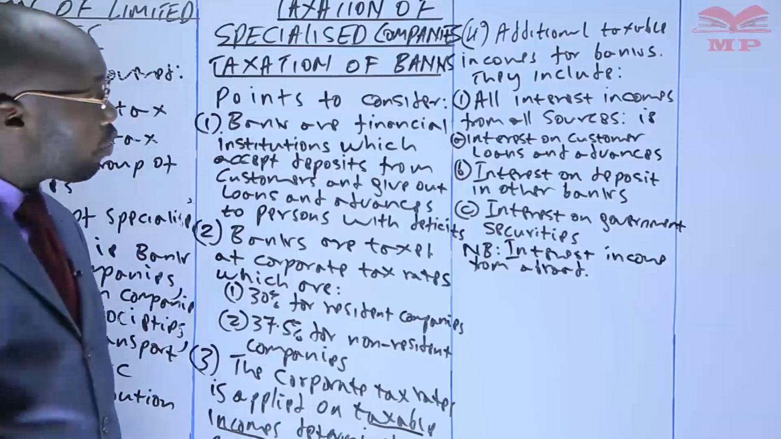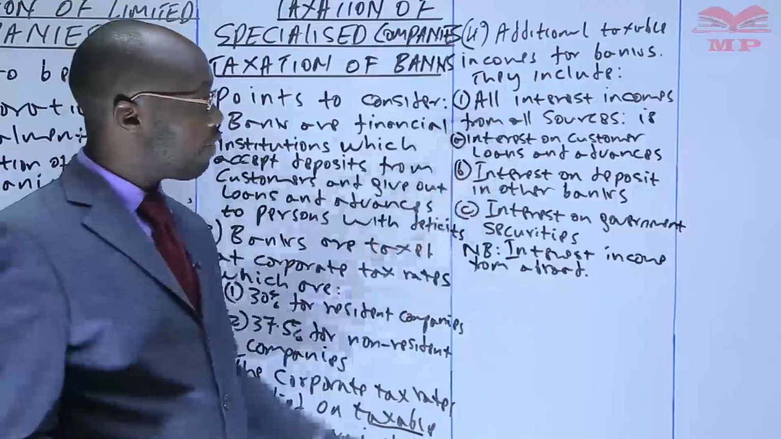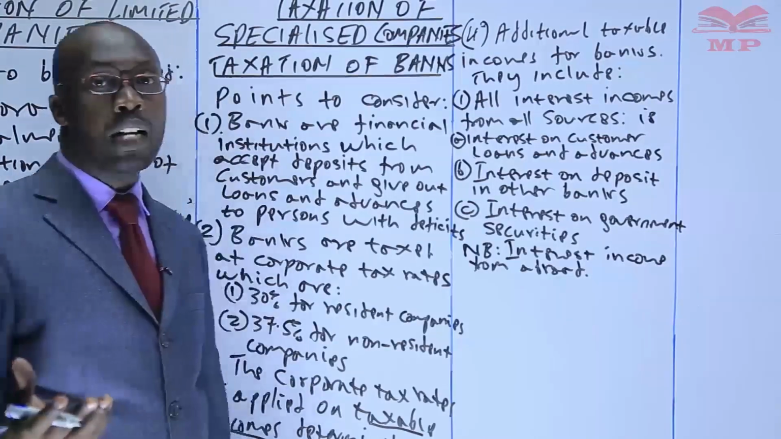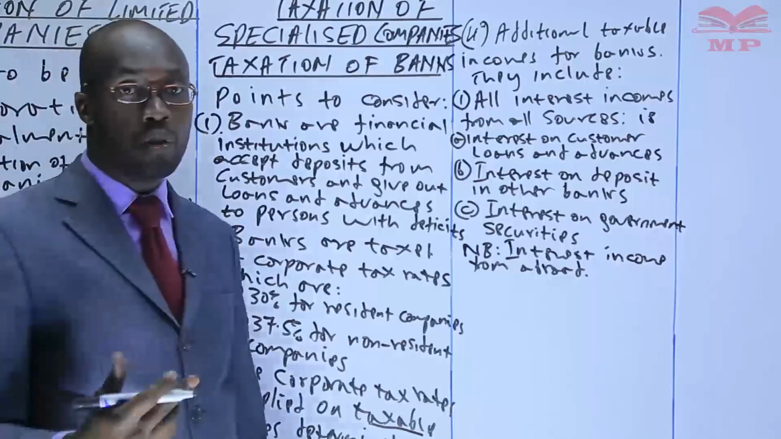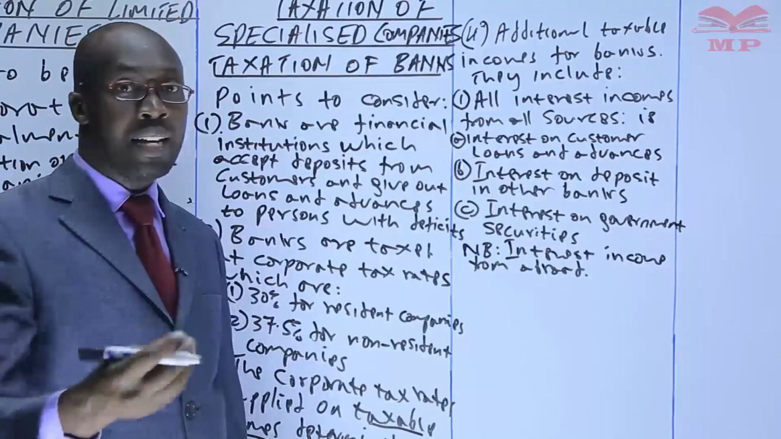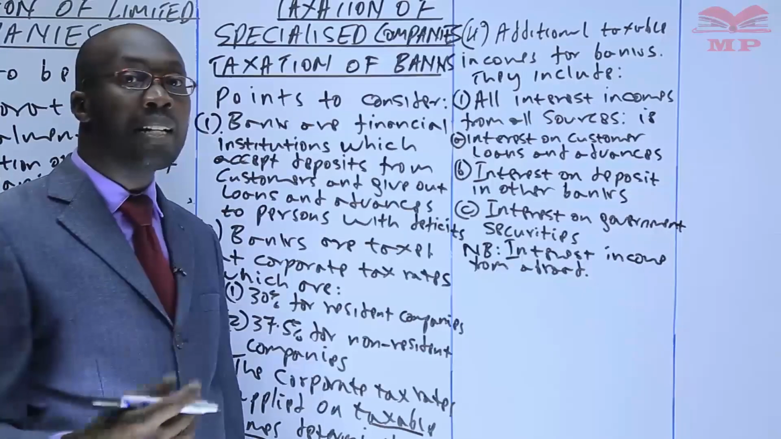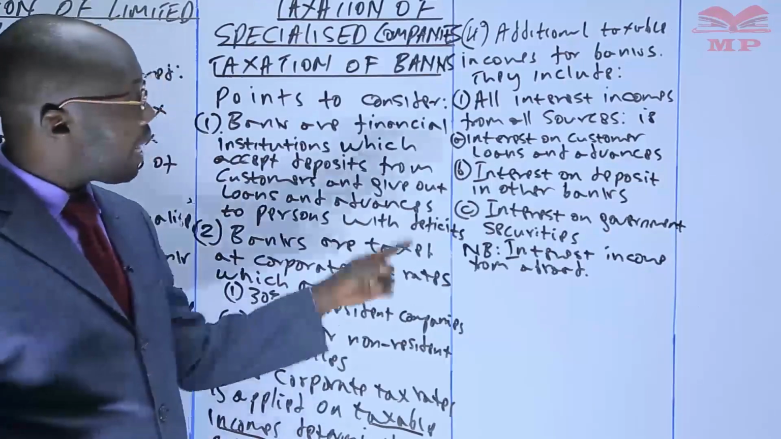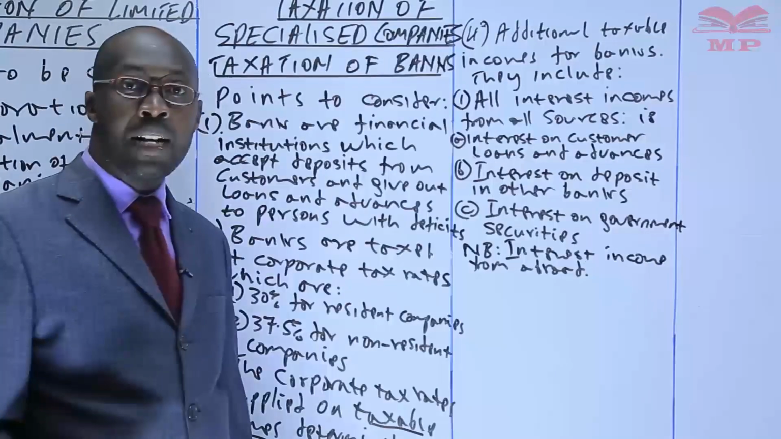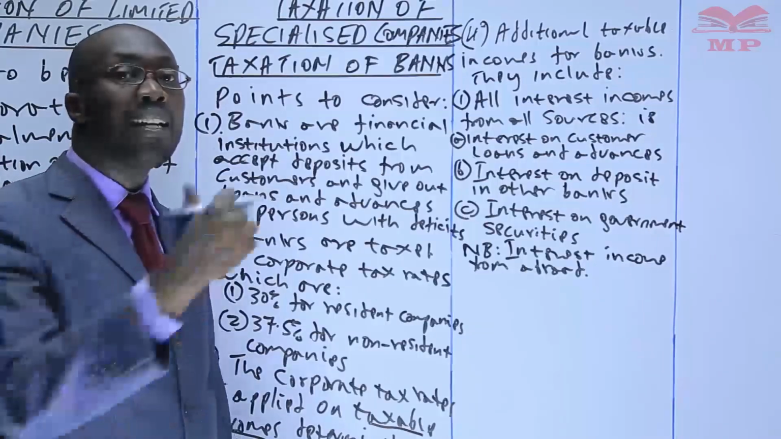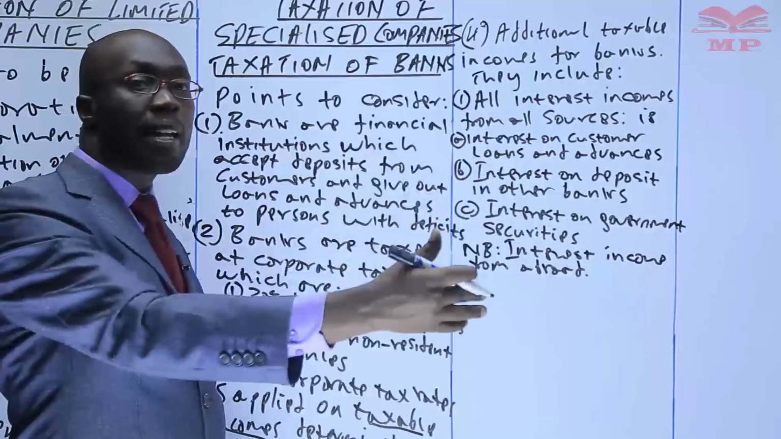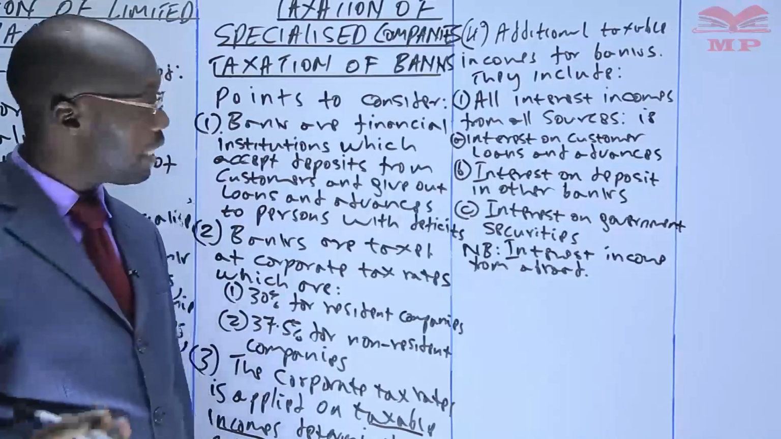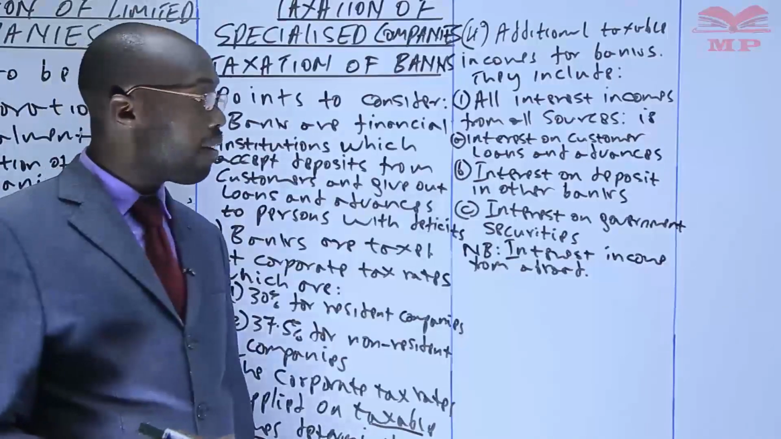So what are the examples of these interests? They are the ones that I have listed here. Interest on customer loans and advances: if somebody wants a loan, goes to a bank and takes that loan, the bank normally charges them interest. That interest to the bank is an income, and it is usually a taxable operating income. Another one is interest on deposits in other banks. One bank can go deposit money in another bank, and when it does, it expects to get interest. The interest that it gets is usually a taxable income. Another one is interest on government securities.